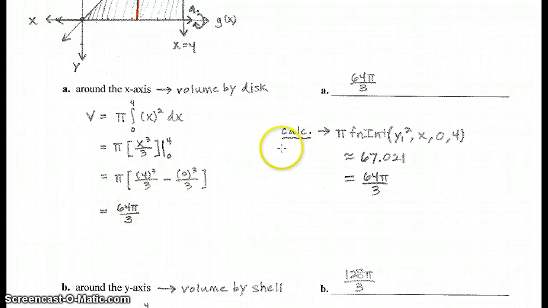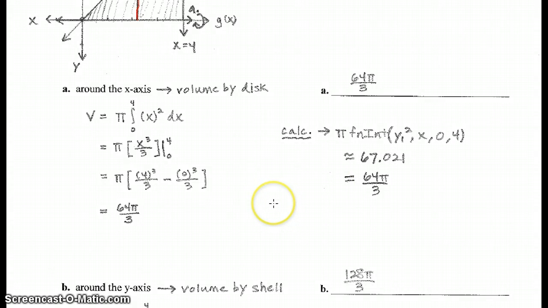In the calculator, you could easily do this as well. Pi times the finite integral of y1 squared, and it is key that you square the y1, comma, with respect to x, comma, from 0, comma, to 4. You would get the approximation 67.021, which is equal to 64 pi over 3.